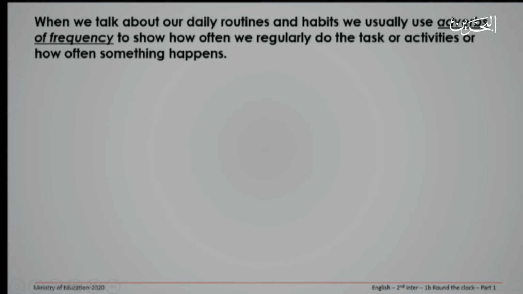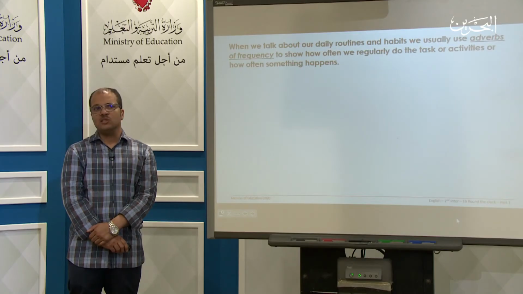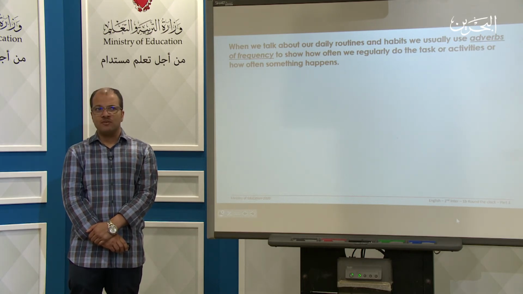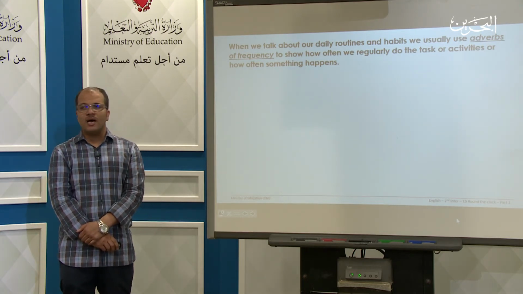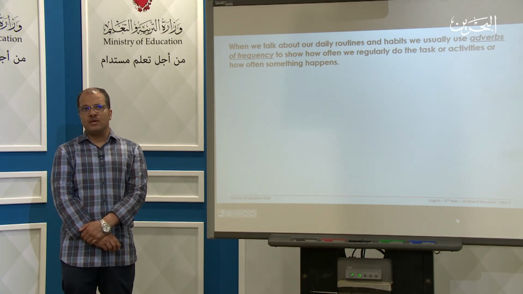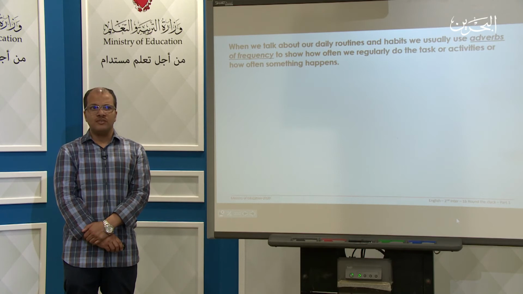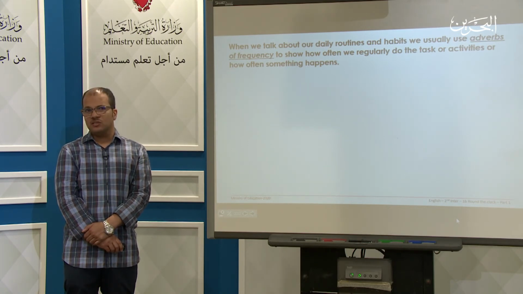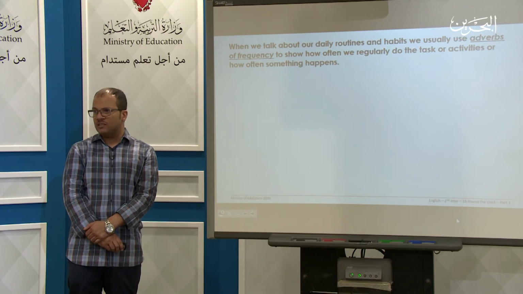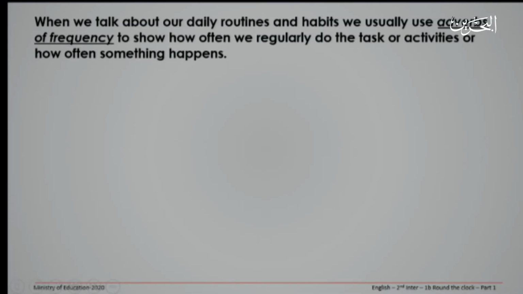How can we describe the actions we talk about in our sentences? When we talk about our daily routines and habits, we usually use adverbs of frequency to show how often we regularly do the task or activities, or how often something happens. So these terms have something to do with the time spent in doing all these actions.